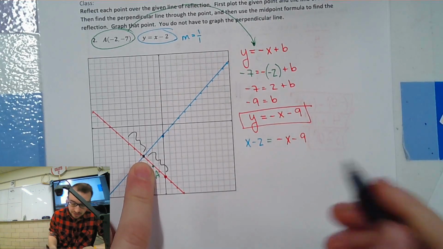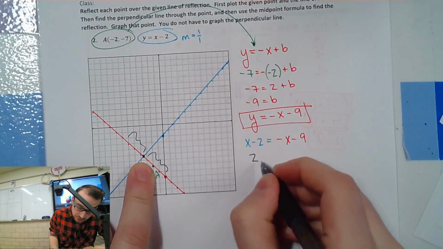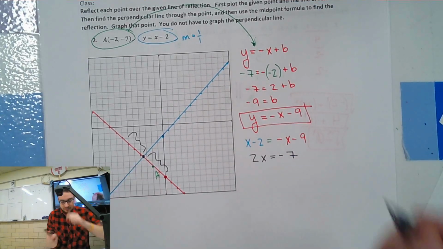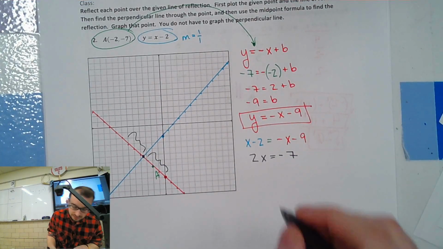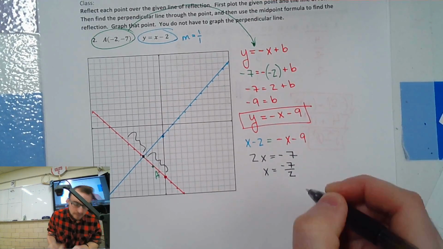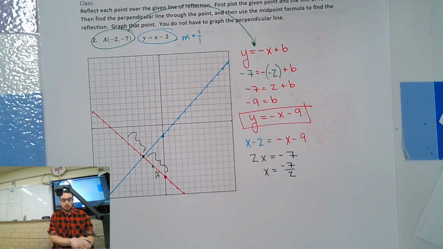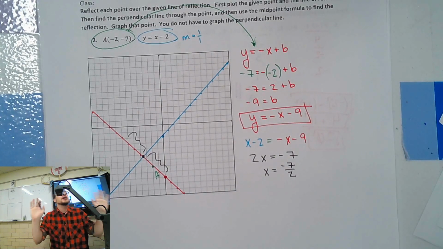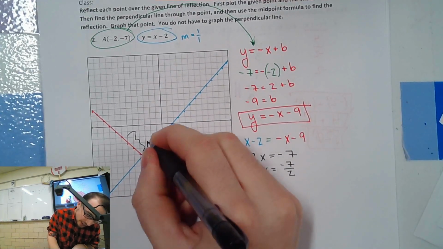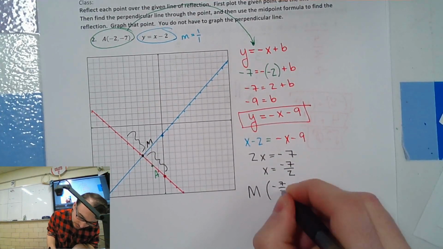So let's do some math. I'm going to put my x over here, and it's 2 x's now. And I'm going to add 2 to this side, and I get -7. Now we're going to divide. X equals -7 over 2. Gross. It's going to be fine. So that means our midpoint, where they intersect, M, is going to be -7 over 2 comma something.